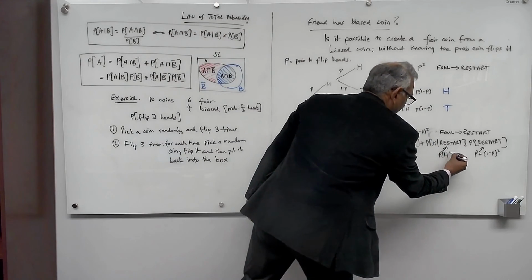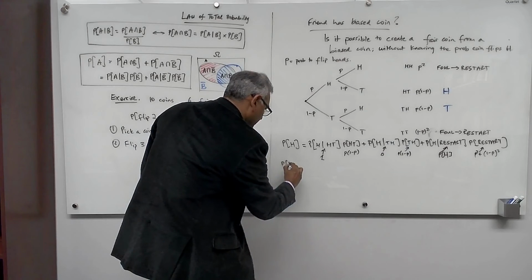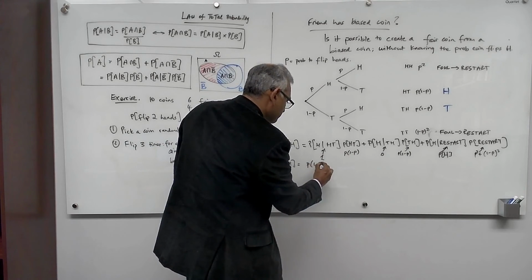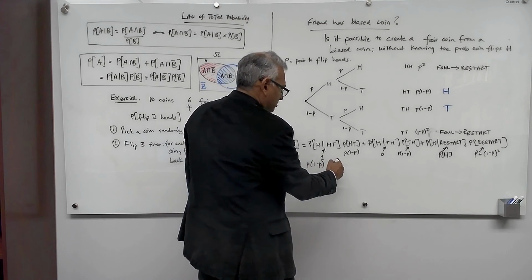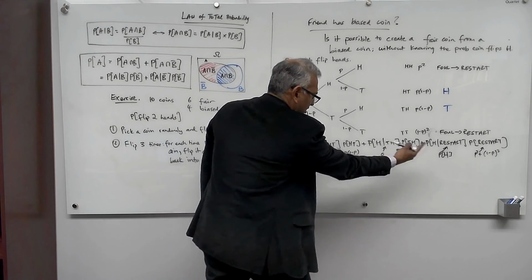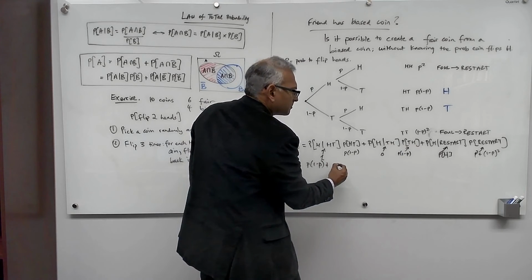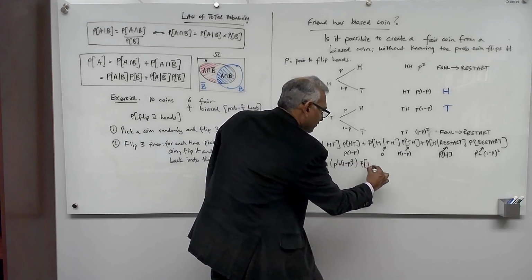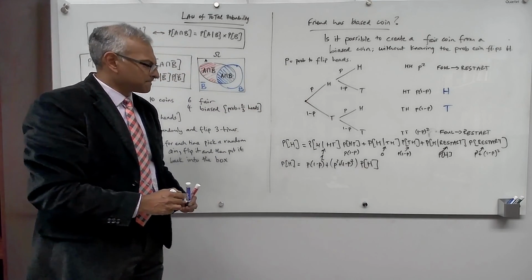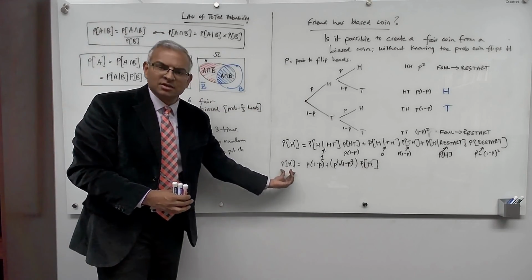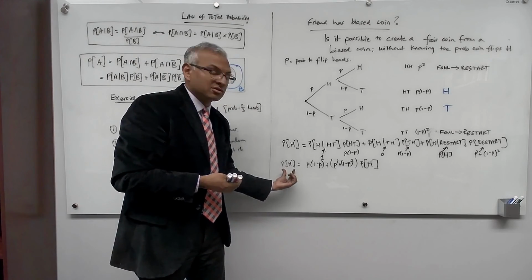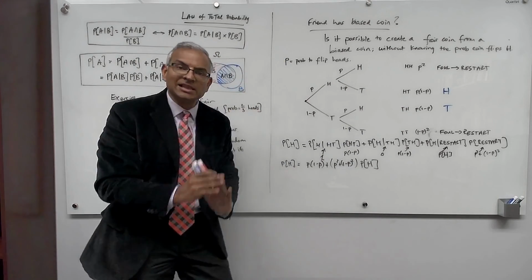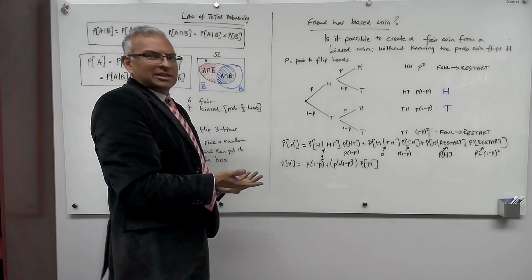So what do we have? We have that the probability of heads is equal to p times 1 minus p, times 1, plus 0 times something, which is 0, plus p squared plus 1 minus p squared times the probability of heads. So we actually didn't compute this. What we have done is we've gotten an equation for this guy in terms of itself. That's what the law of total probability allowed us to do. And we can solve this equation.